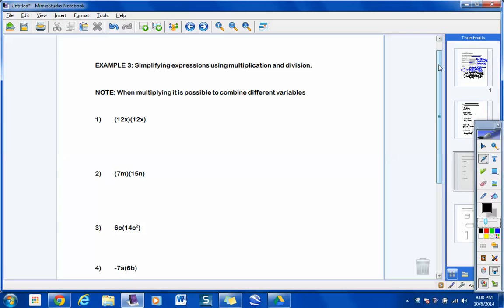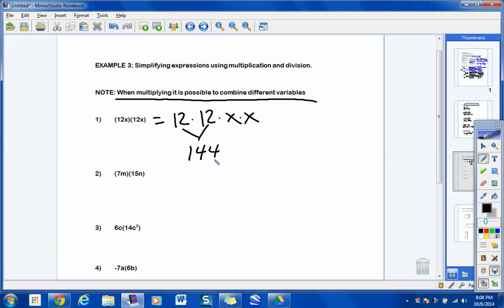All right, and 12x times 12x. The note up here says when multiplying, it is possible to combine different variables. Well, in this case right here, I might change the order and call this 12 times 12 times x times x. I'm going to put all the numbers out front. The 12 times the 12 part's 144. And then of rules of exponents we've talked about this year, x times x becomes x to the second. So simplified form of this is 144 x squared.